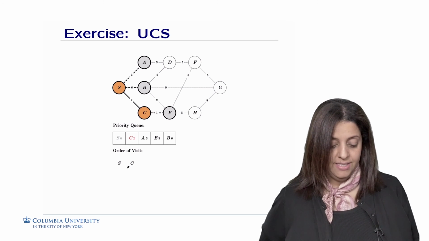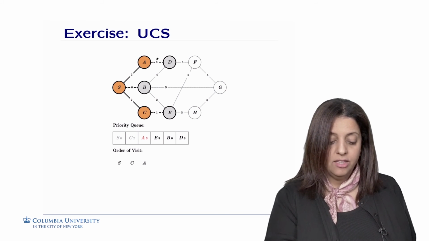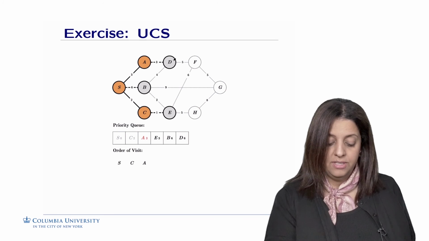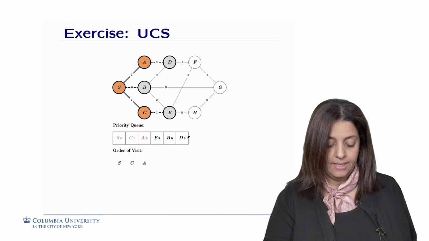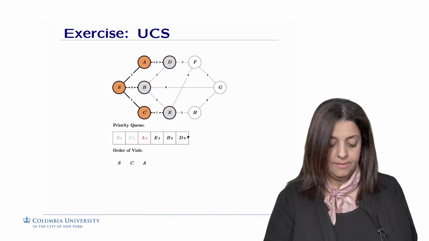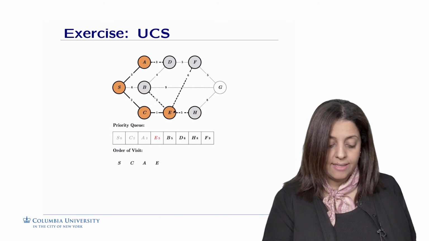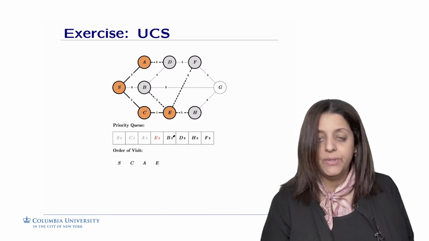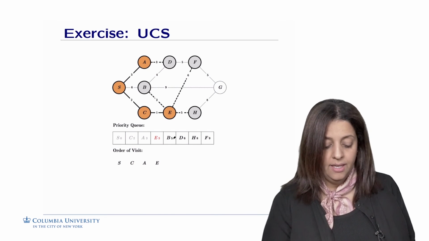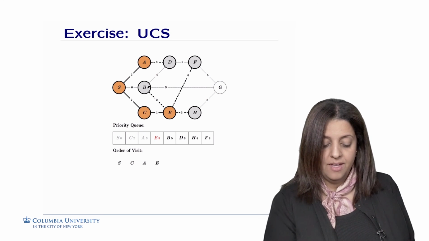C2 is now dequeued and added to the order of visit. The next element to dequeue is A3. A3 has a path of 3 to D, so we're going to add D6 to the list. Now we dequeue E. Once we dequeue E, we realize that to reach B, we have another path, which is 2 plus 1 plus 2, which is 5. So we can update the path to go to B. Initially, it was 6 going from S. Now it's 5 going from this path here.